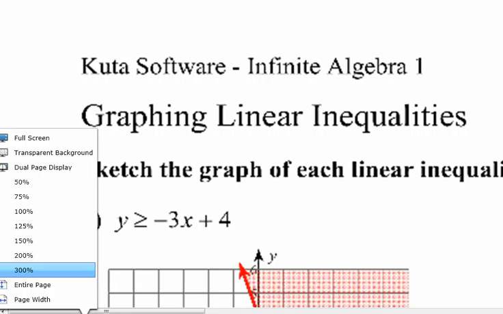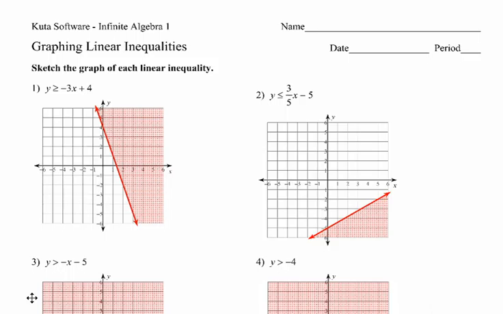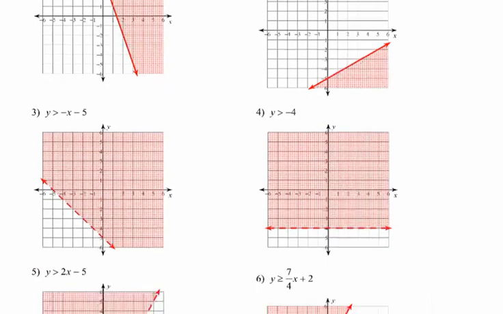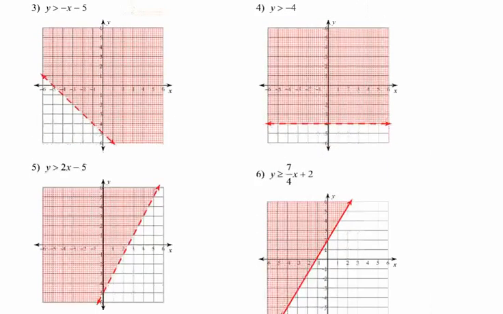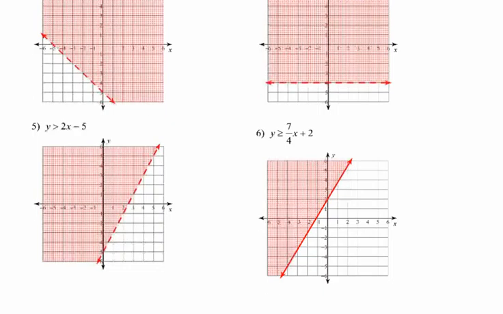Okay, so let's go over these. We did 1, 2, 3, and 4, which is great. Number 5, notice the dotted line that they're using because it is y is greater than 2x minus 5. It is not equal to. So we have -5 as the y-intercept and a slope of 2, which means we rise 2, run 1, which puts us at that point right there.